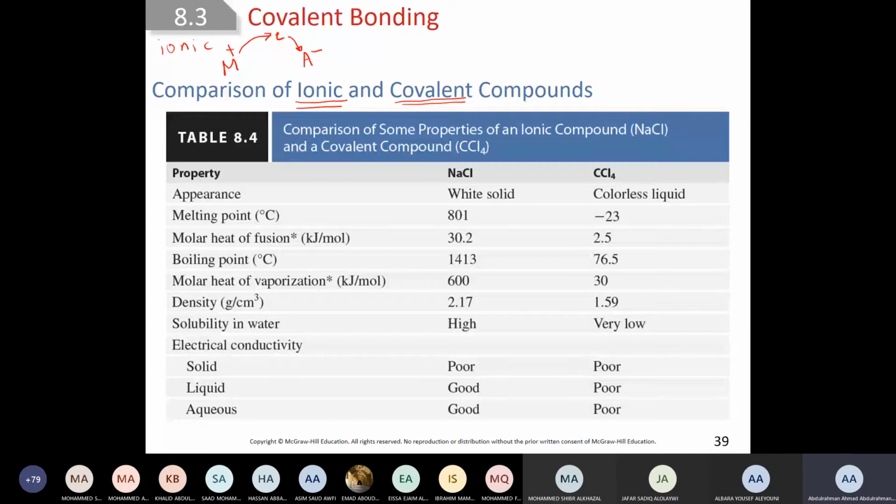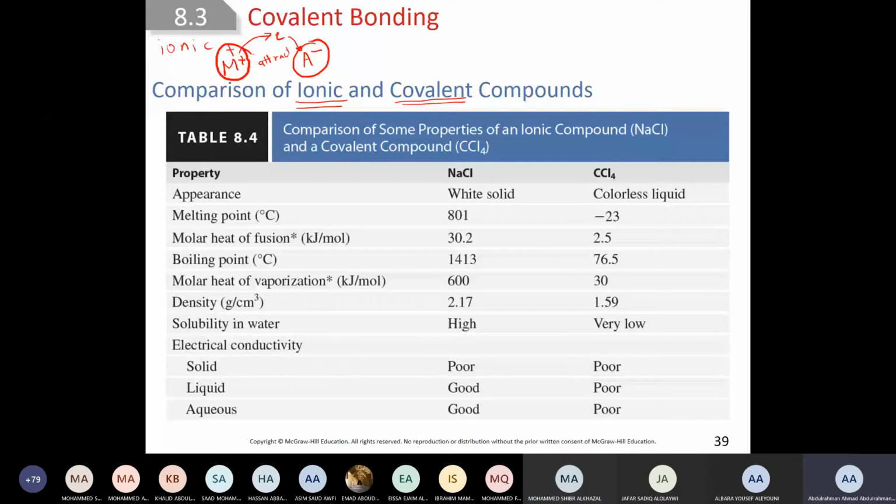And what will happen? This is a plus charge, and this is a minus charge. What will happen to these two? They will be attracted to each other. They attract each other to make the bond.